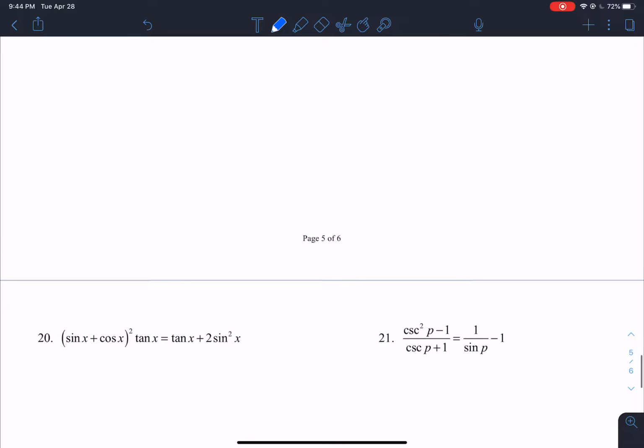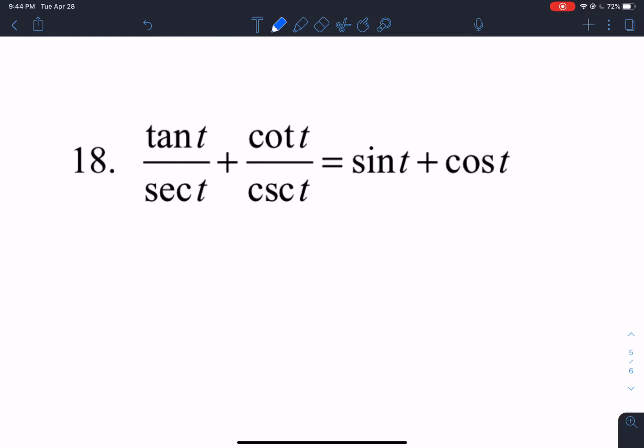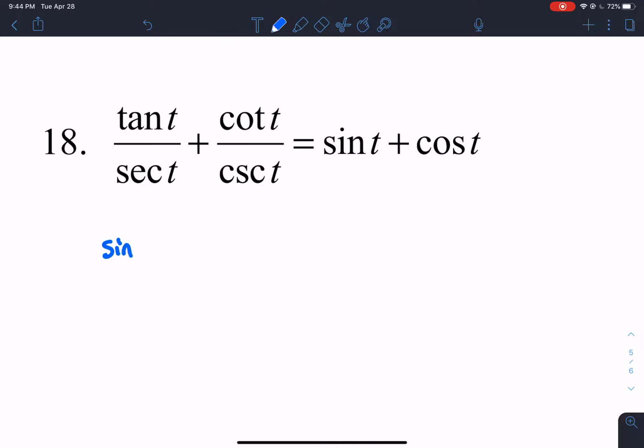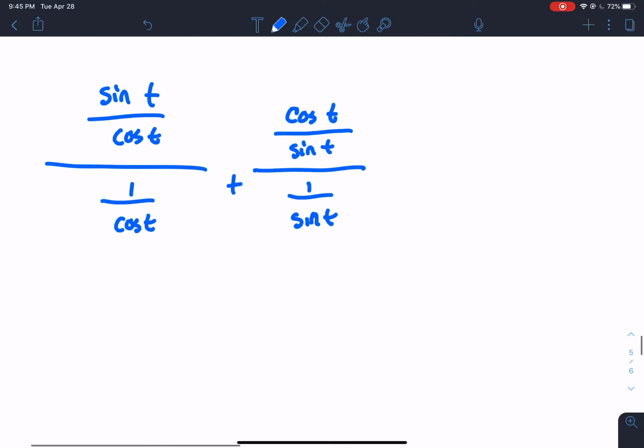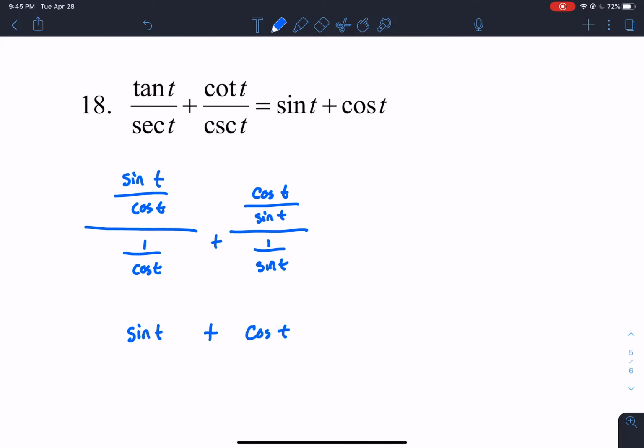Okay, we got 5 left. Okay, so for number 18, you got sine of t over cosine of t over 1 over cosine of t, plus cosine of t over sine of t over 1 over sine of t. All right. Now, if you multiply through, the cosines are going to cancel, so you're left with sine, and then the sines are going to cancel, and you're left with cosine.